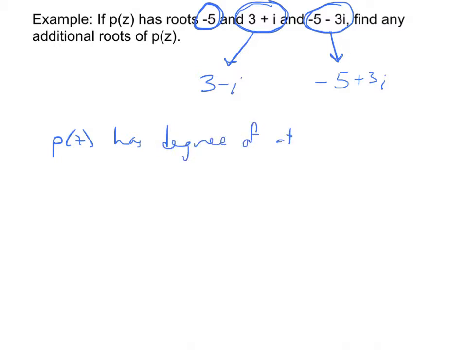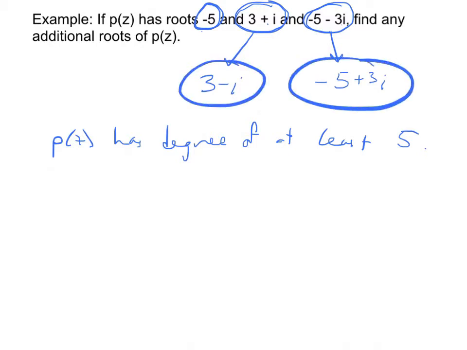And so what that means is that p of z has degree of at least 5, right? We had the real root, we had these two complex roots, and each one of them came bundled with a second complex root. And so we're going to have at least 5 terms.